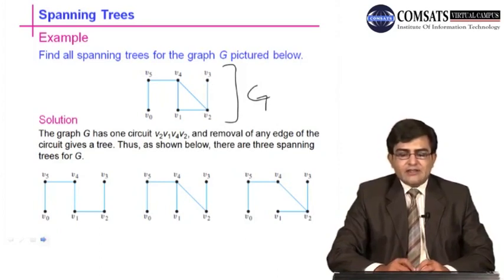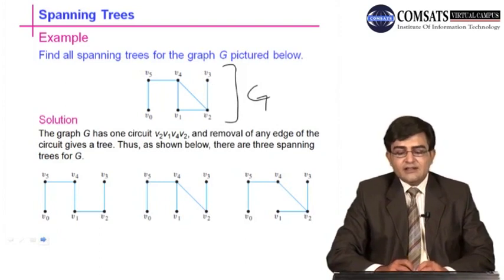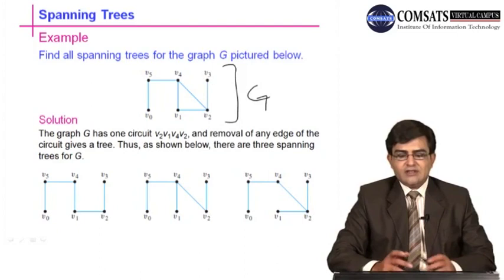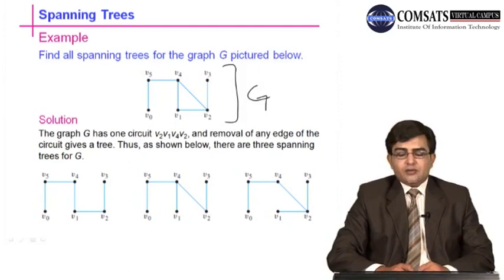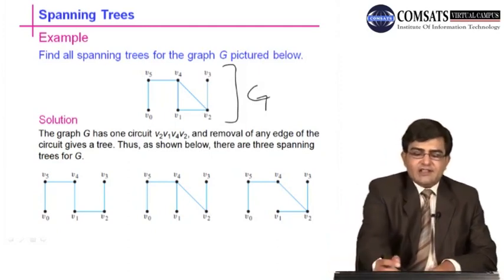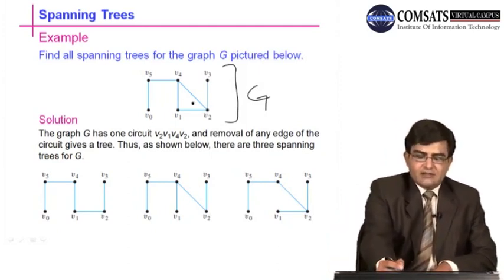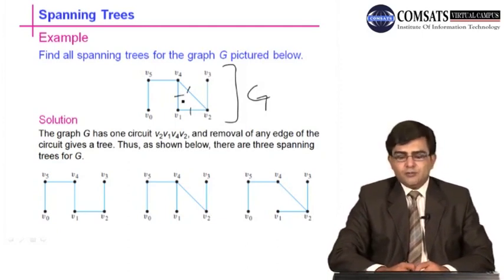And you can see that in graph G there is a circuit V1, V2, V4, V1, or you can say V2, V1, V4, V2. This is a circuit. So we have to remove this circuit from the graph to get a tree and then a spanning tree. So any one of these three edges can be removed to remove this circuit from this graph, and we can get a spanning tree.